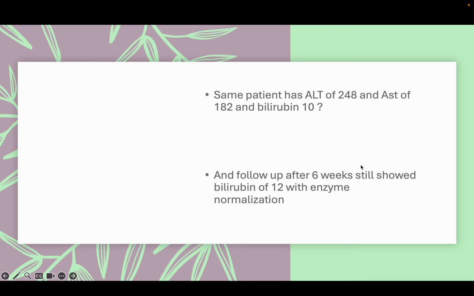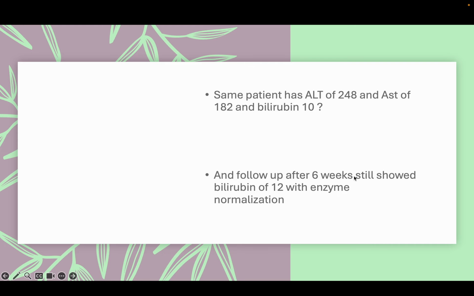So next case we'll go. The same patient has ALT and AST of 182. How do you interpret this case? If ALT is 245 and AST is lower, this is classically ALT more than AST, which looks like a classic viral hepatitis pattern. So this is not an alcoholic; viral hepatitis is what we see.